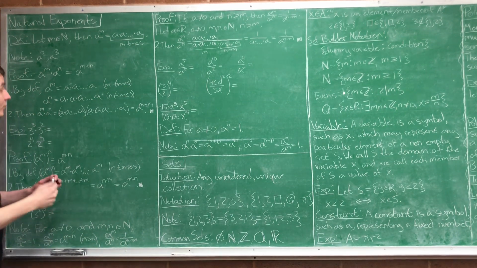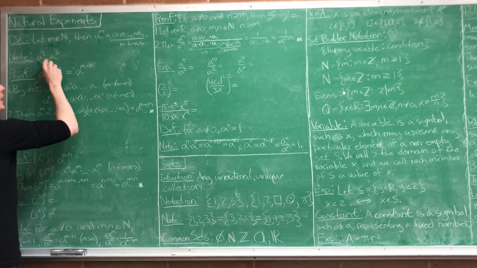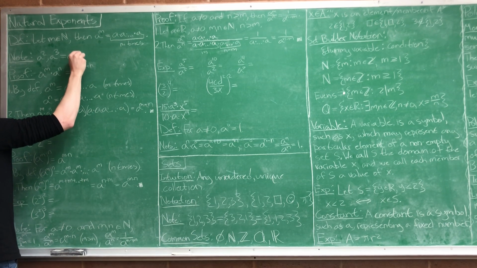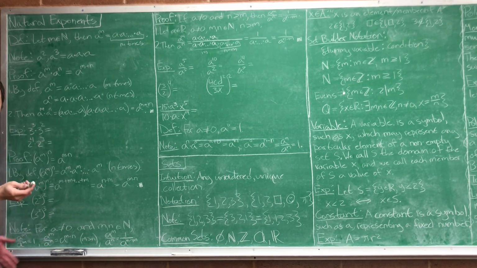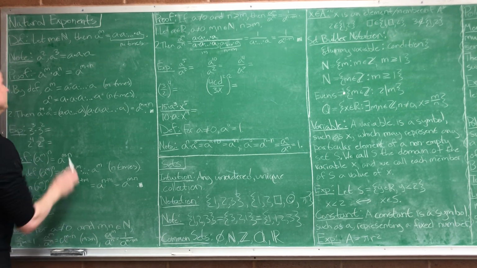Anyways, I think you already get it, but let's just write out what a cubed is equal to. So what's a cubed equal to? That's equal to a times a, 3 times. Pretty straightforward? Alright, now let's do a proof.